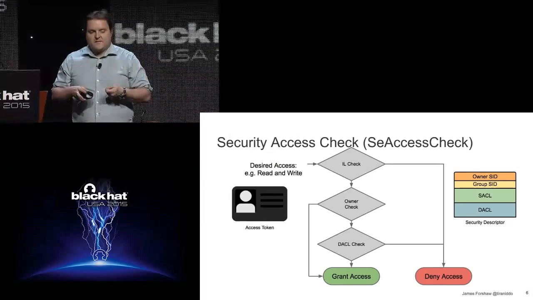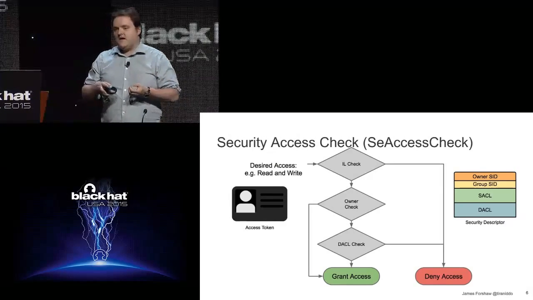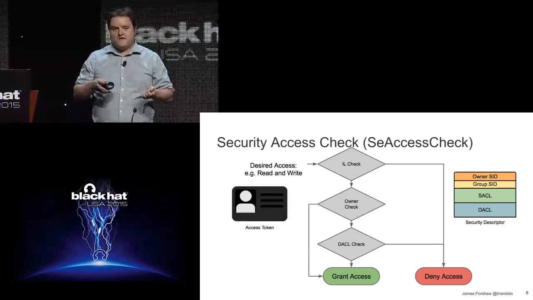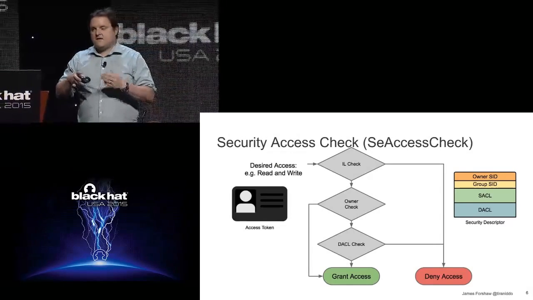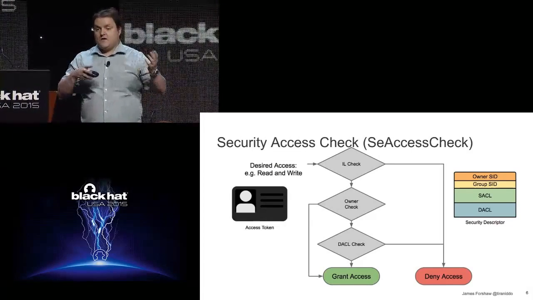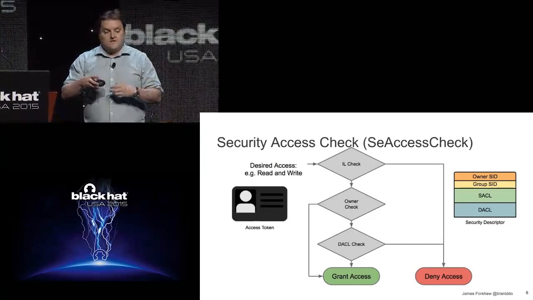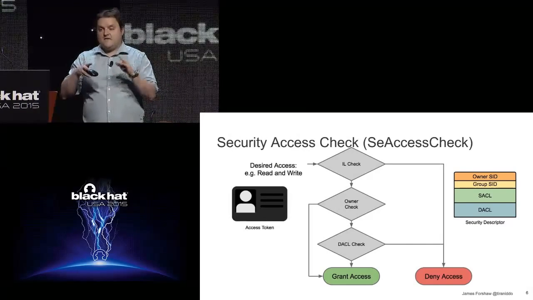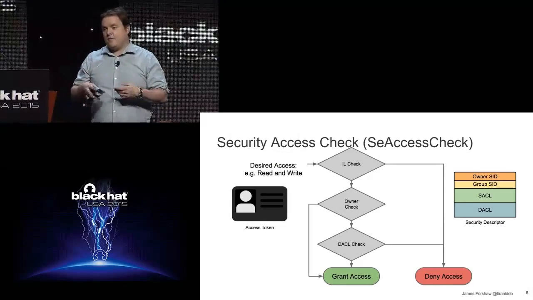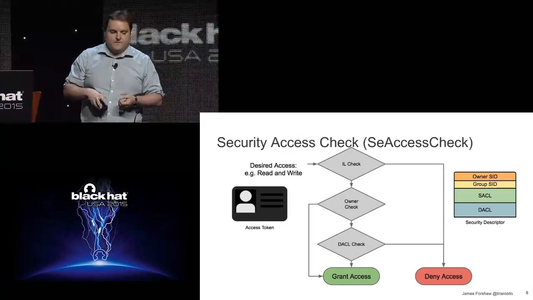So there's a few different steps. The first step being checking what is called the integrity level. The integrity level is something they added in Vista, which is like a mandatory access control mechanism. It's simply a number. Your access token has a number. The resource has a number. And if you are above or equal to the resource number, you're allowed access. Otherwise, it can tell you to go away.